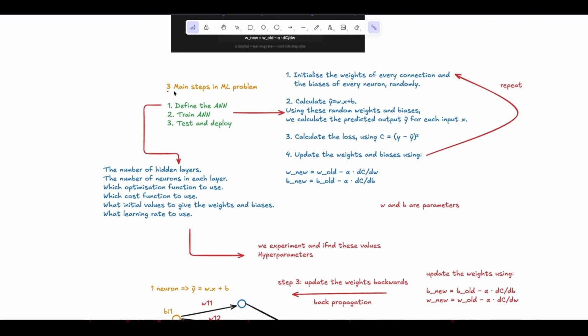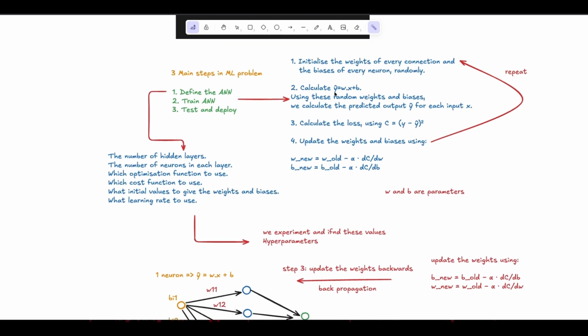Alright, let's summarize what we've covered. In the last video, we talked about 3 main steps in solving a machine learning problem. 1. Define the neural network. 2. Train the neural network. 3. Test and deploy. We will cover the part of defining the network in a while. Now here is a summary of how we train it. Step 1. Initialize the weights of every connection and the biases of every neuron randomly. Step 2. Calculate y hat equals wx plus b. Using these random weights and biases, we calculate the predicted output y hat for each input x.